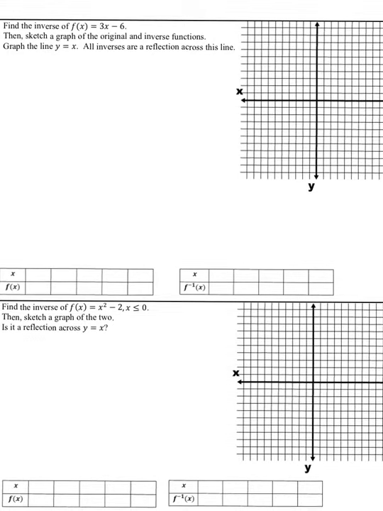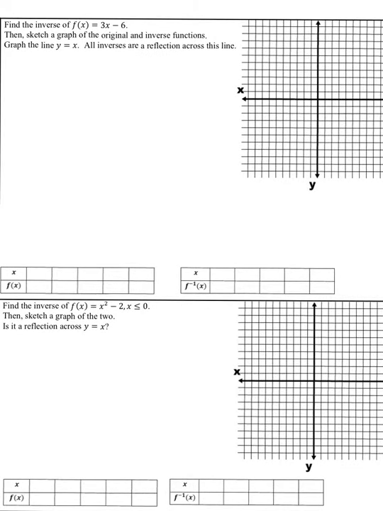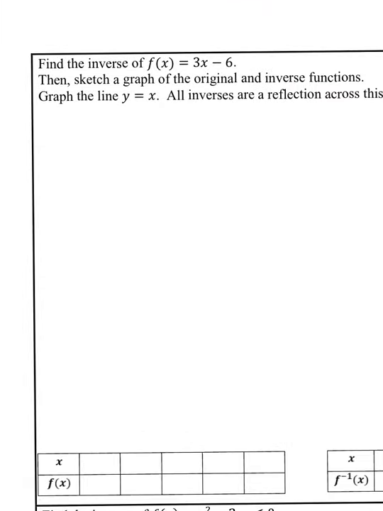So on these next two, I give you a function, we're going to graph the original, we'll put those points here and then graph them over there, and then we'll calculate the inverse and then graph some of the points there. And then we're going to talk a little bit about the line y equals x. All inverses are reflection across that line, so it should look like it's reflecting across a diagonal line, okay, because y equals x is a diagonal line. So let's just get started with this first example, 3x minus 6, all right?